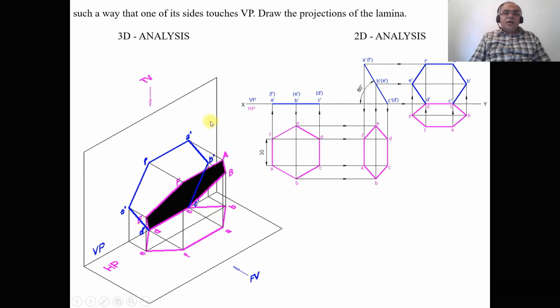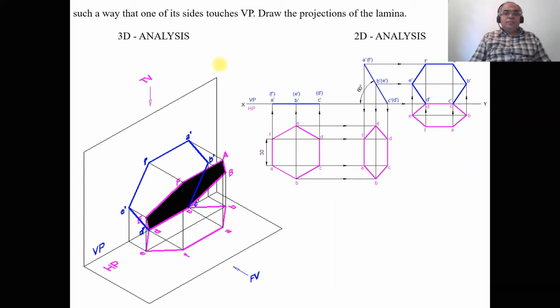And when you look from the top view, this is going to be the final position of the top view. And when you look from the front view, this is going to be the final position. So this sketch and this sketch are one and the same. So this is how you will be able to analyze this problem in 3D and 2D analysis.